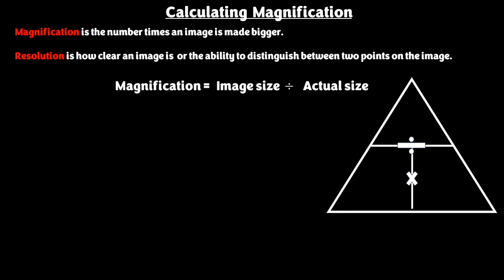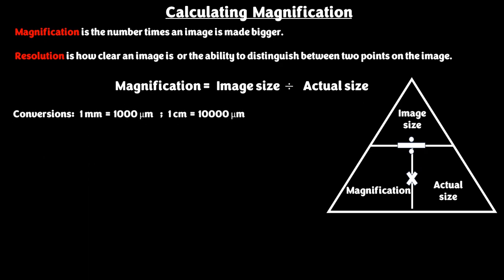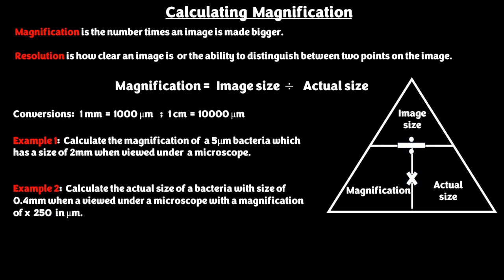To manipulate this formula, you could use a formula triangle. You have the image size at the top, the magnification at the bottom left, and the actual size at the bottom right. To be able to do these calculations, we need to know a few conversions. We need to understand that 1 millimeter is equal to 1,000 micrometers, and 1 centimeter is equal to 10,000 micrometers. Now we look at a few examples.